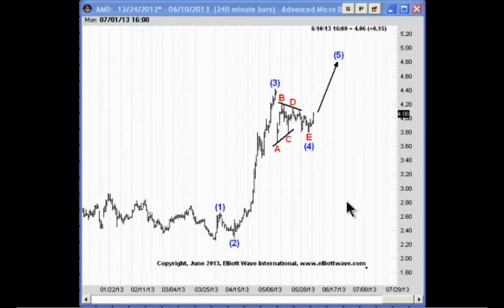So as long as prices hold above 381, which is the extreme of wave E, we can consider that to be our critical support level. We should now look for that triangle thrust to the upside.